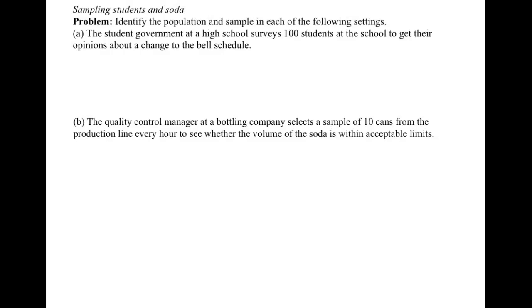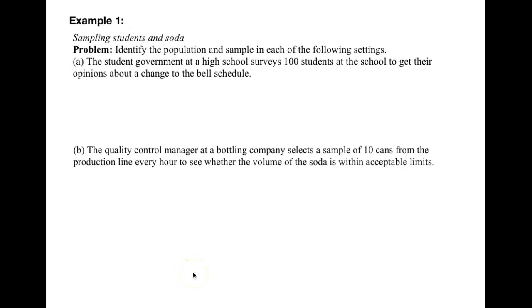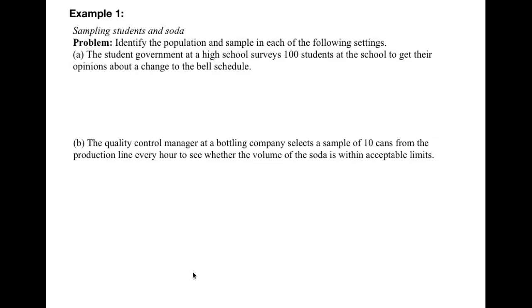All right, so we're going to identify the population and the sample for each of the following settings. So A, the student government at a high school surveys 100 students at the school to get their opinions about a change to the bell schedule. So often it's going to be easier to identify the sample first, and then you kind of have to extrapolate and decide what population you think they're trying to study. And that's important. Think about what they're trying to study and not about if they are doing a good job of studying it or if they're sampling well, but what population are they trying to generalize to?